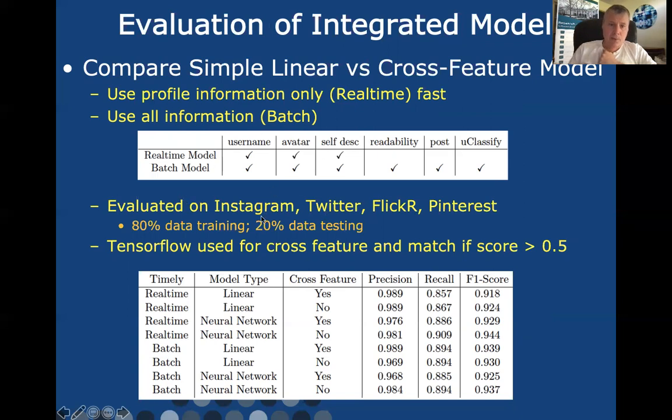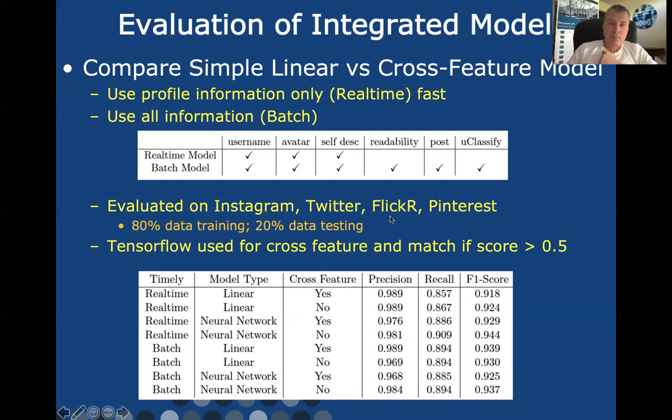In this case, now we're using Instagram, Twitter, Flickr, and Pinterest. And we used 80% of all the data for training the models and 20% for testing. And for the model itself, we used TensorFlow. And we pretty much agreed that if the score of the match was greater than 50%, then that was a match effectively. That's one of the simplifying assumptions we made here.